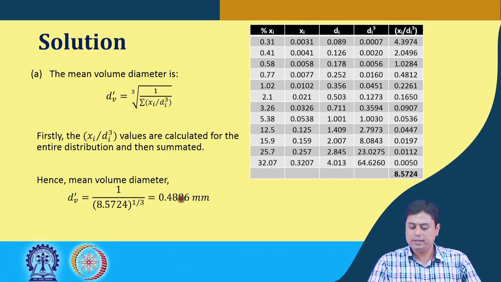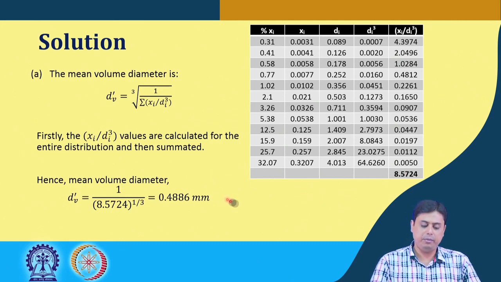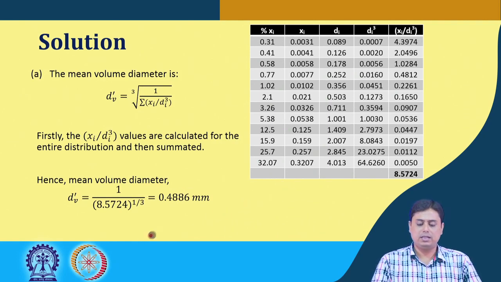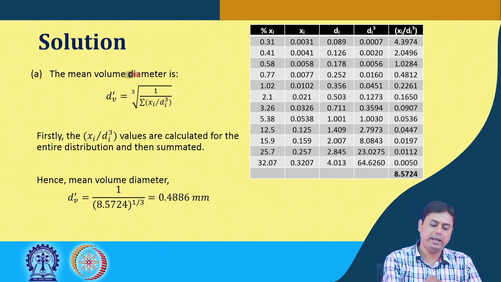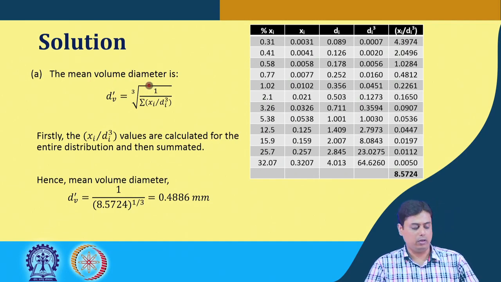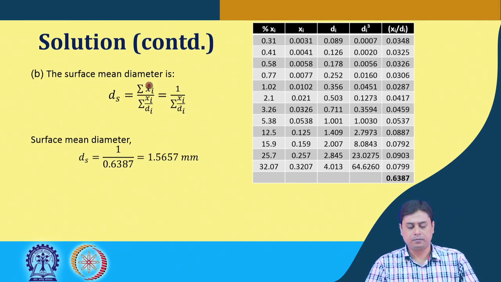So, this is a very simple example, but I have repeated it in line with the previous example to show how from such a table we can find the mean diameter. But for that we have to choose the appropriate expression by looking at what is required or what has been asked.